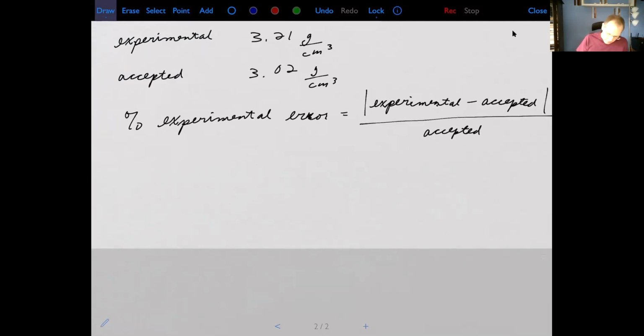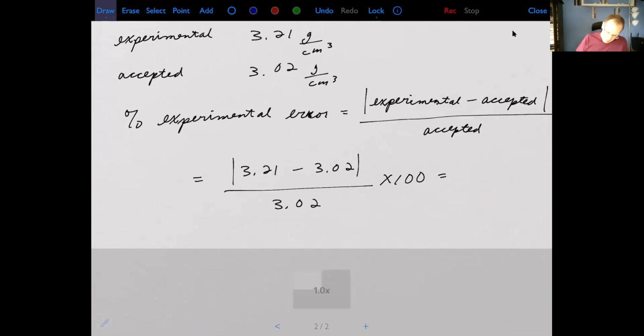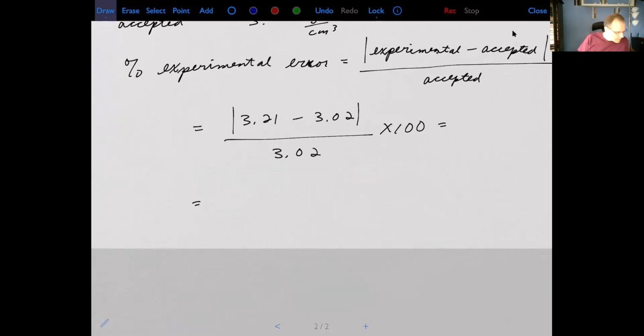So in this case, right, it would be 3.21 minus 3.02 absolute value divided by the accepted, which is 3.02 times 100. And if you work that out, this is going to be 0.19 divided by 3.02 times 100, which is around 6.3%.